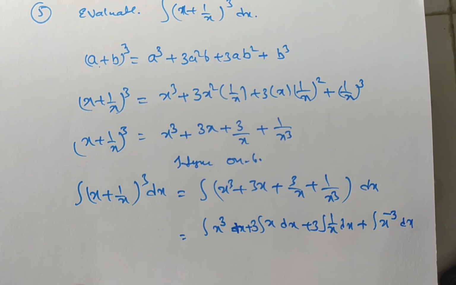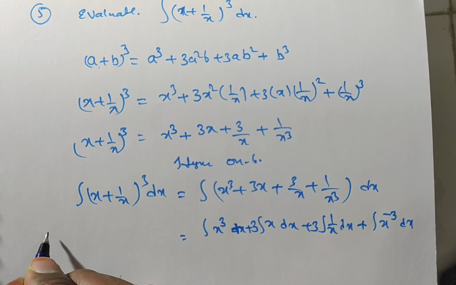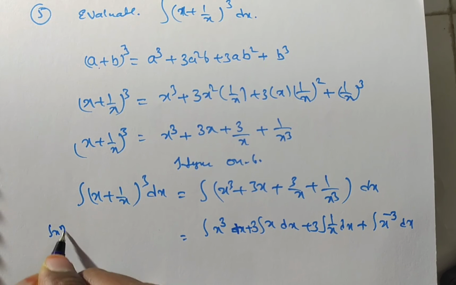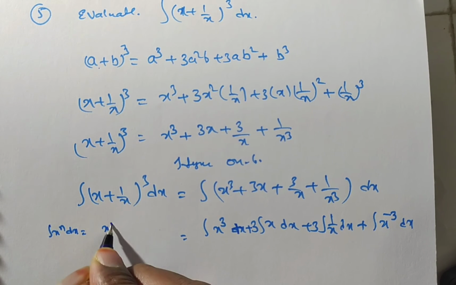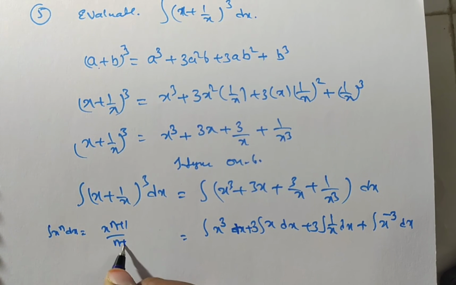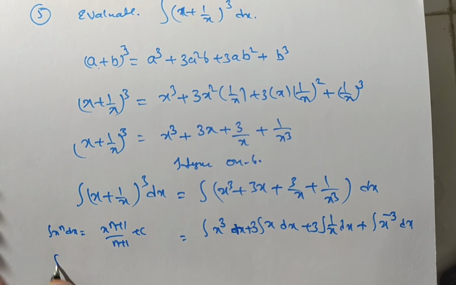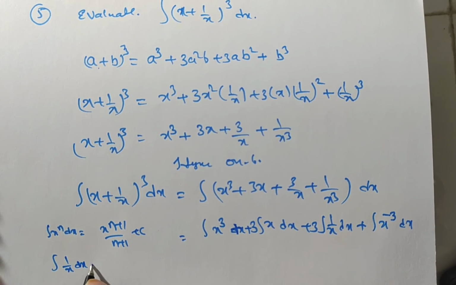Now you observe we have standard form 1 and 2. What is standard form 1? Integral of x to the power of n dx is equal to x to the power n plus 1 by n plus 1, plus c. Standard form 1. Standard form 2: integral of 1 by x dx is equal to log mod x plus c. This is standard form 2.